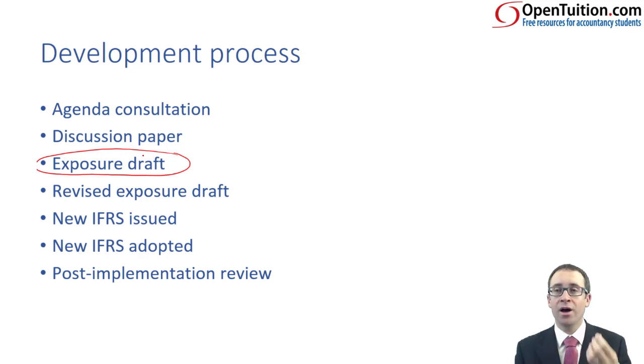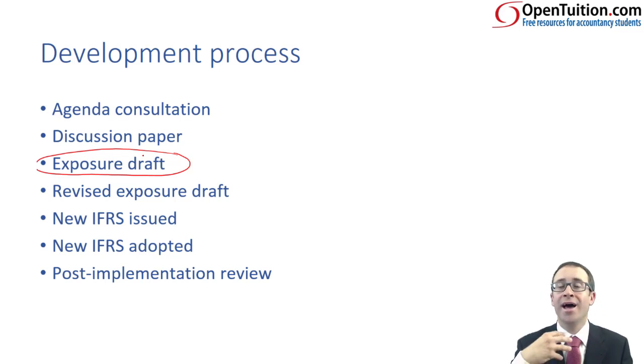So like you saw in that earlier example, does it meet the definitions of the elements? Does it meet the recognition criteria? Is it measured correctly? Could it be improved to enhance the enhancing qualitative characteristics, or to go through there and enhance further the other qualitative characteristics? Okay. And if so, then the exposure draft needs to demonstrate that that is what is going to be achieved.